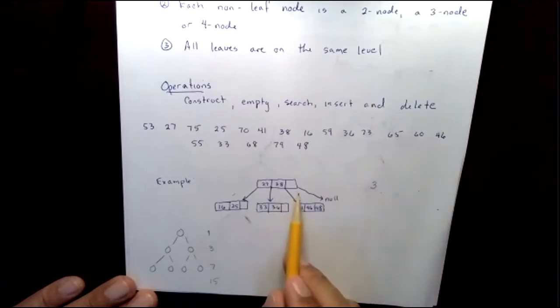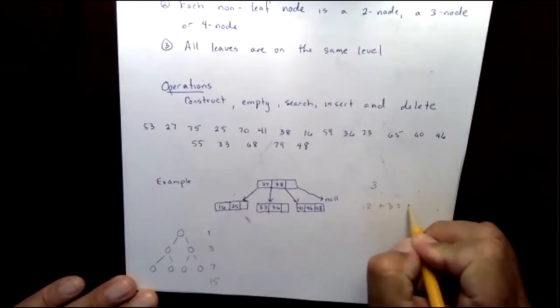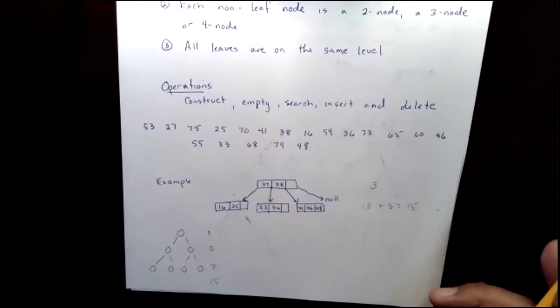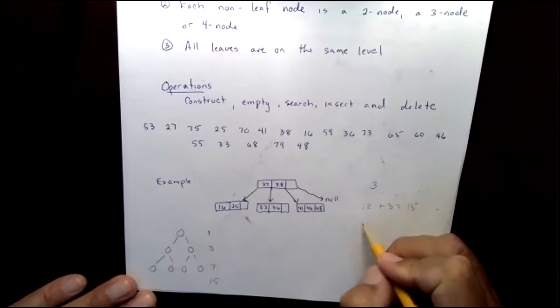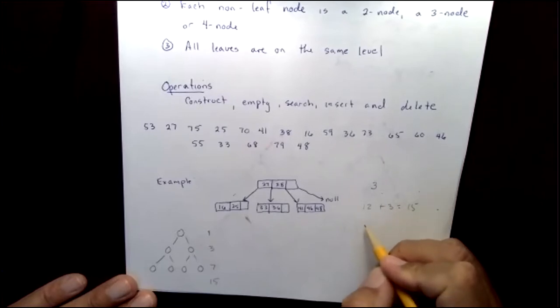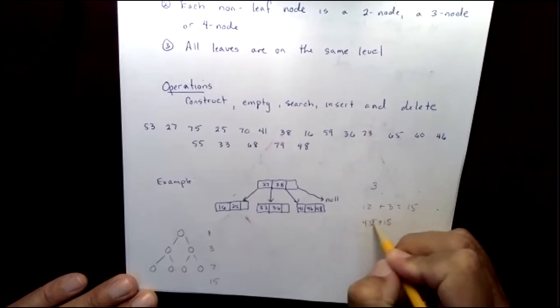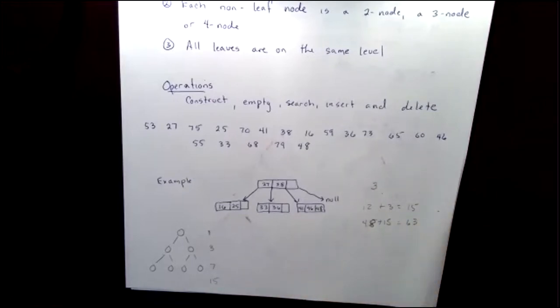Total? Well, here's 12, 3. Wouldn't it be 12 plus 3, which would be 15? Yep. I'd be adding 12 more. If I went 1 more level, how many data items would I be able to store? 48 plus 15? Yeah. 63?